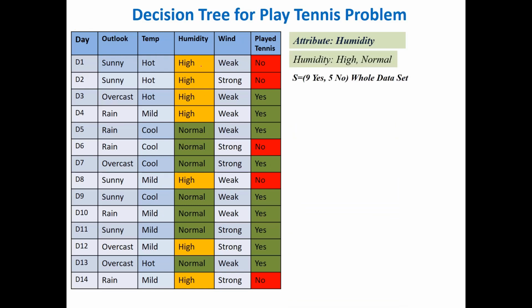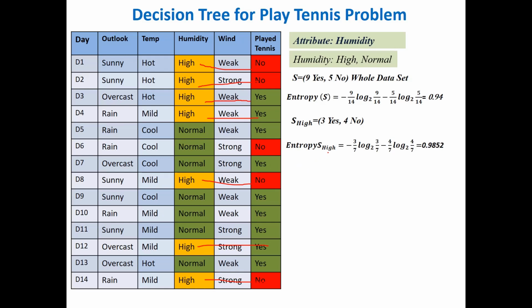So now next we have to consider the humidity attribute, which has two values, high and normal. The first step is the regular step: first find the entropy of the whole data set, which is 0.94. Now consider the high value, which has a total of 7 examples. Out of these 7, 4 are no, these are the negative examples, and 3 are yes, these 3 are the positive examples. So find the entropy of S high.